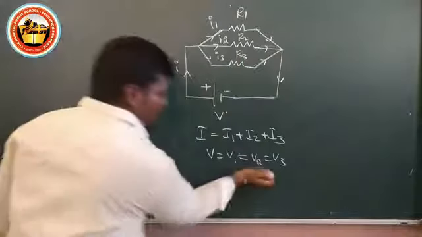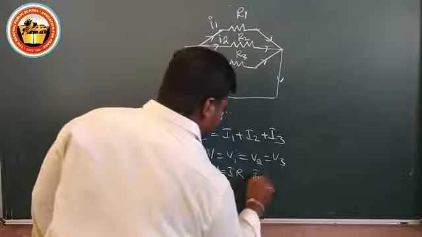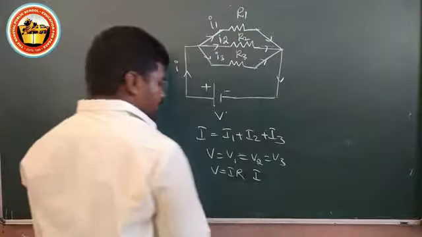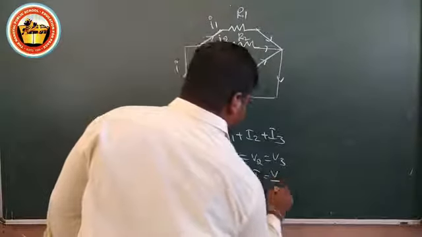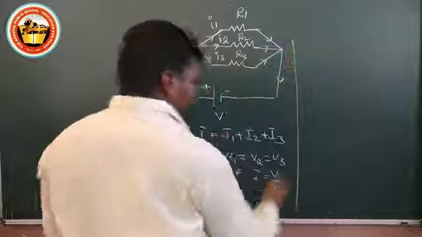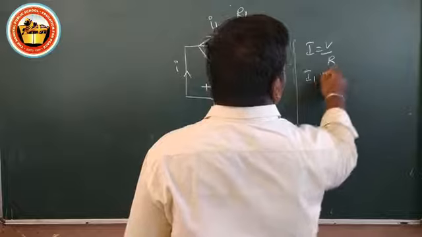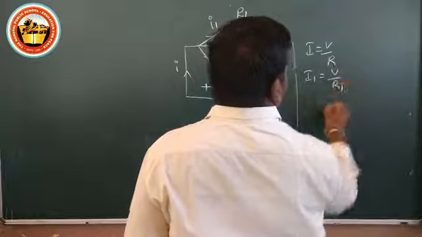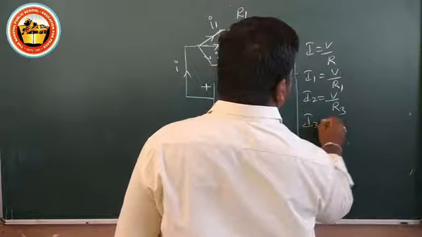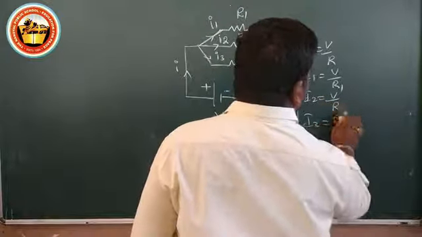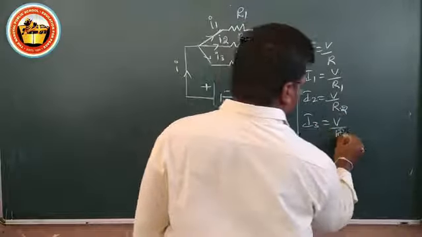We know Ohm's law: V is equal to IR, then I is equal to V by R. Like that, I1 is equal to V by R1, I2 is equal to V by R2, and I3 is equal to V by R3.